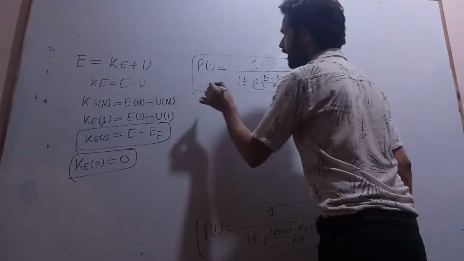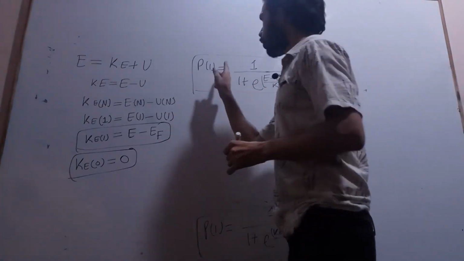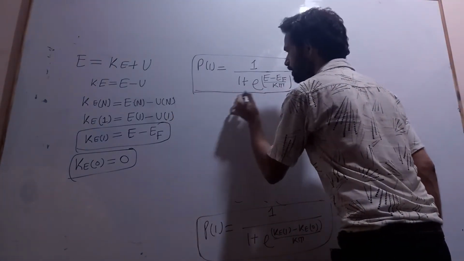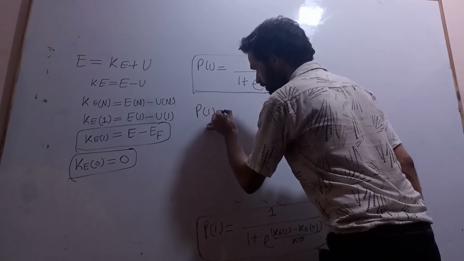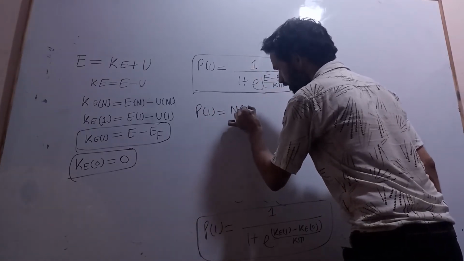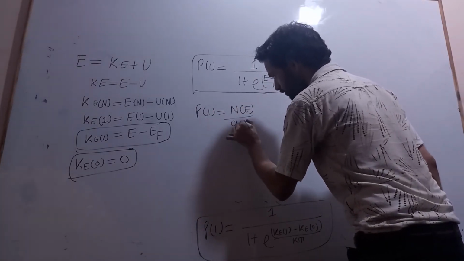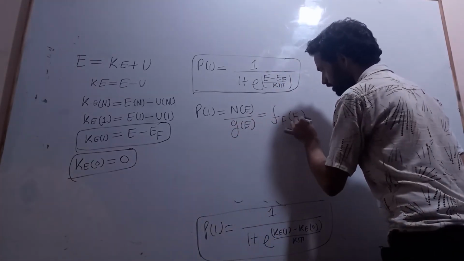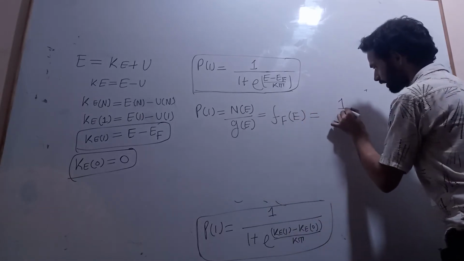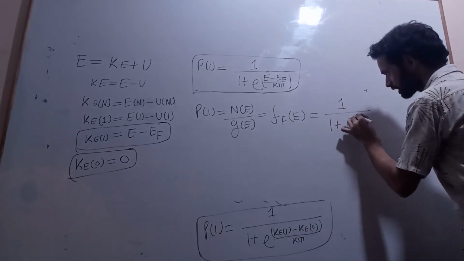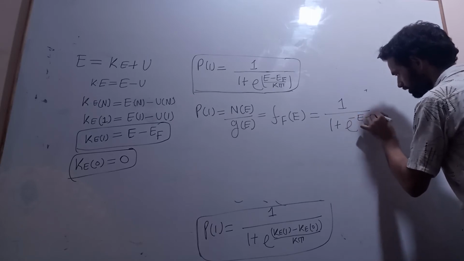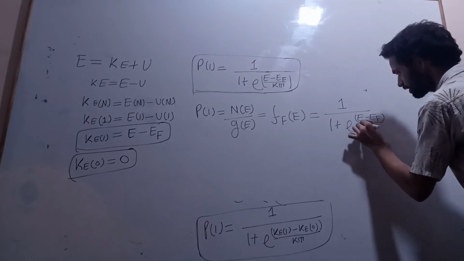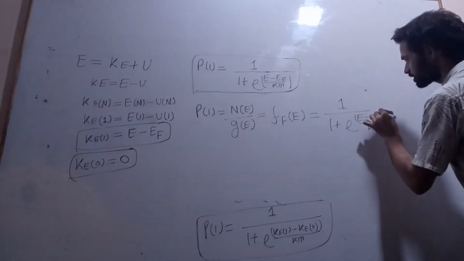So this is my probability that a particular given quantum state is occupied by an electron. Or another way of defining this is P of 1 is nothing but n of E divided by g of E, which is equal to f of E, equal to 1 by 1 plus e to the power E minus EF by kT.